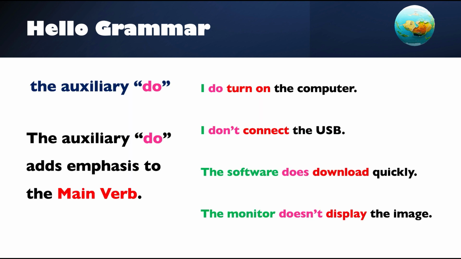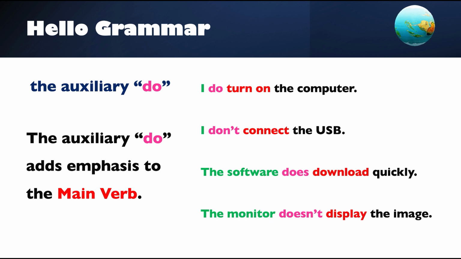So the auxiliary do: I do turn on the computer. The auxiliary do adds emphasis, meaning it makes a stronger feeling in the sentence, or is used to make sentences negative: I don't connect the USB. So Professor Neil, auxiliary do means it's a helping verb for the main verb, like the be verb. Yeah. The earlier example is do used for a question sentence. Here, it adds emphasis to the main sentence, and then do takes a negative word like not.